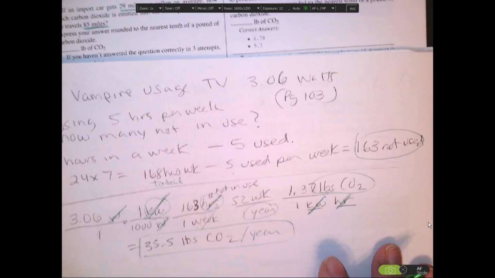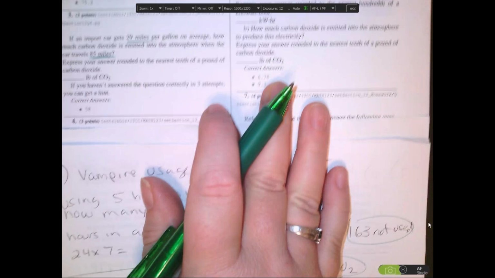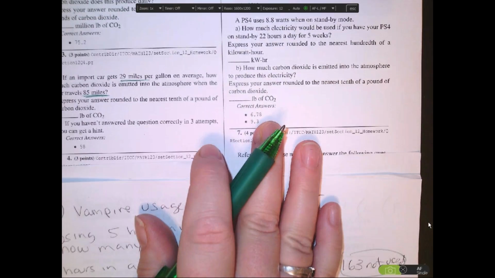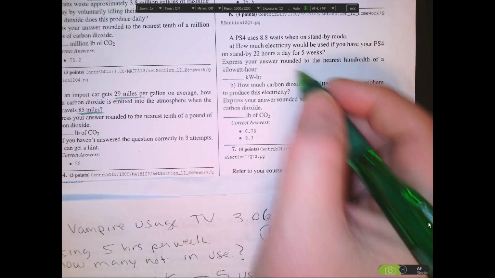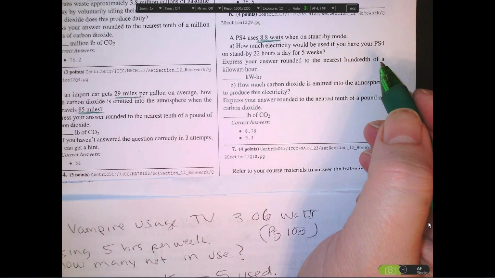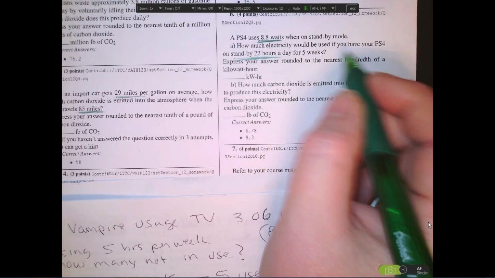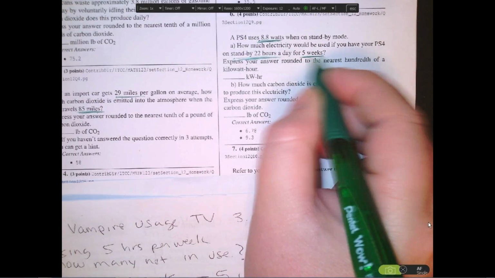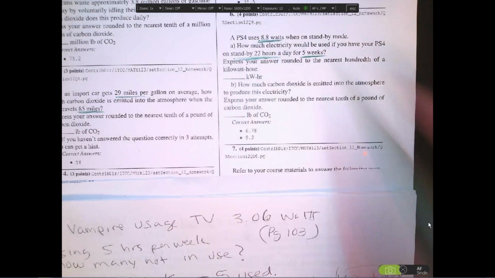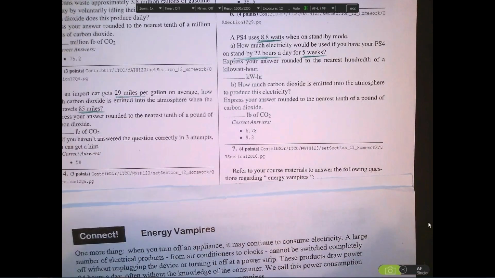Okay, 6 is another standby. It was much easier. First off, they gave you, without going to the book, that it uses 8.8 watts when on standby. And it says it's on standby 22 hours a day. And they want to know how long for 5 weeks. So they're giving us the standby. We don't have to subtract on this one, making it a much easier problem.